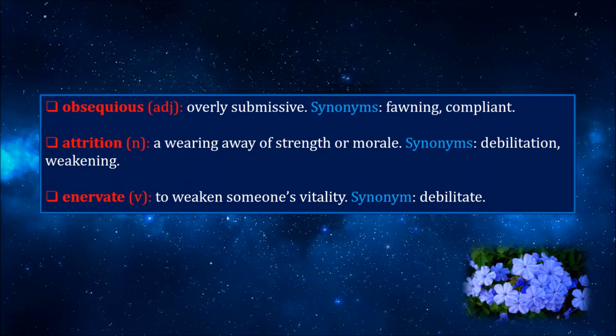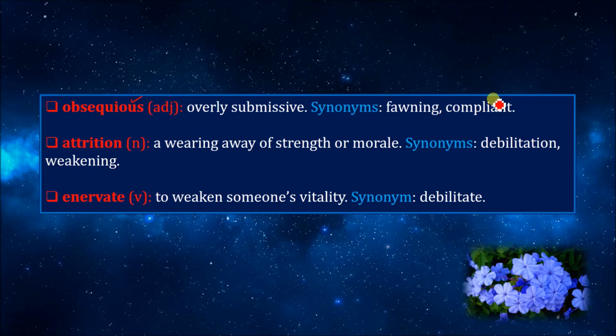Next, obsequious. We have seen this word before, I believe. Obsequious is overly submissive, servant-like. Synonyms: fawning, F-A-W-N-I-N-G, fawning. Compliant. Compliant does not have the negative connotation that obsequious does. Obsequious is servant-like. It's not a desirable quality.